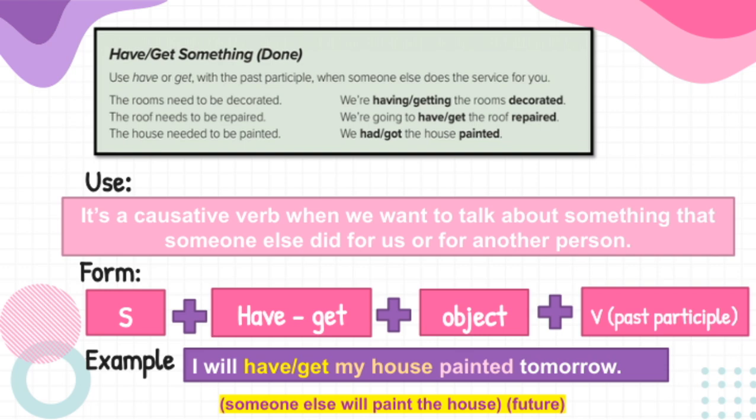Remember, when we want to emphasize that we are causing or arranging for something to happen, this is the structure to use. So, in summary, this form helps us communicate future plans involving other people doing something for us, and it's a common way to express arrangements or plans in English.